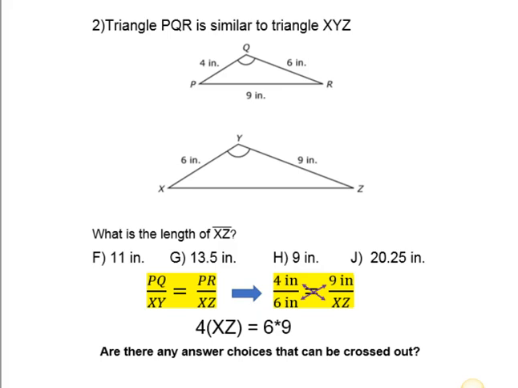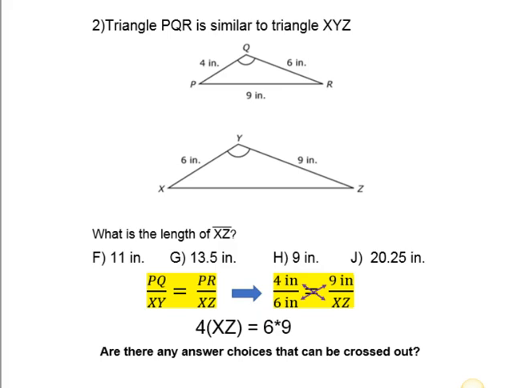Okay, so now that we've set up our problem, let's see if there are any answer choices we can cross out. A quick little trick is, let's look at 6 times 9. Okay, we know that 6 times 9 is 54. We have our 4 on the left hand side of our equation.